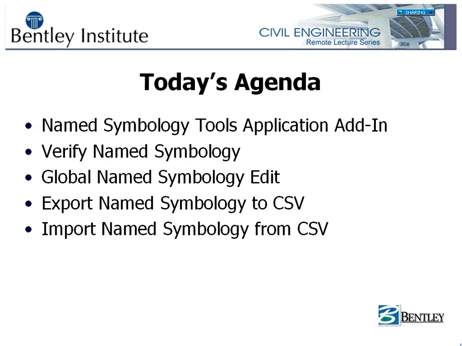Here's the agenda that we're going to cover today. First, we will talk about the Name Symbology Tools application add-in and where it is located in the software. Then we'll use the Verify Name Symbology command, which looks in the name symbology of your preference XIN file and checks for levels and cells that don't exist in your design file or your level or cell libraries. Next is the Global Name Symbology Edit dialog, which allows you to search and match Symbology Attributes and perform bulk edits to name symbology all in one dialog box.